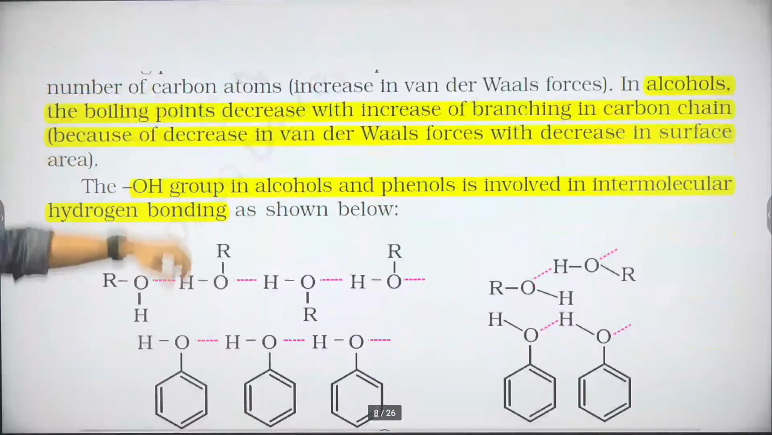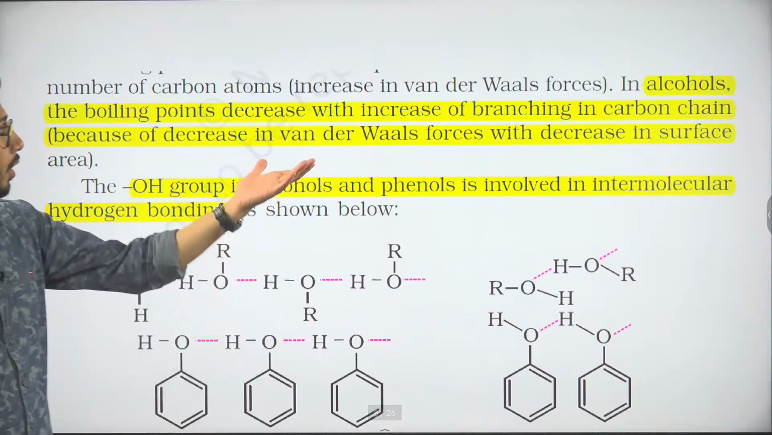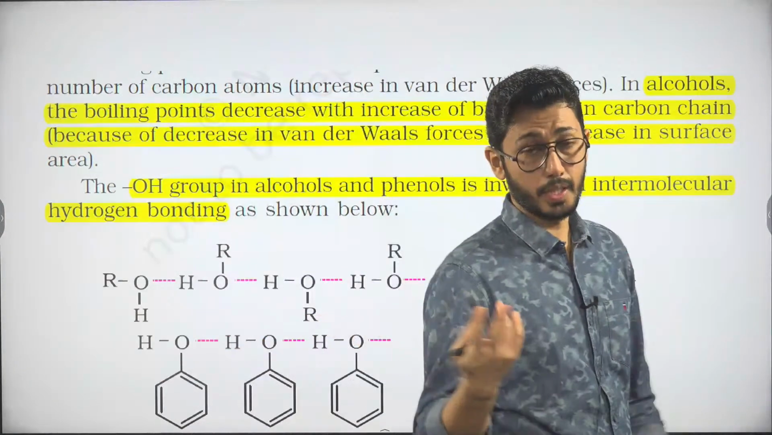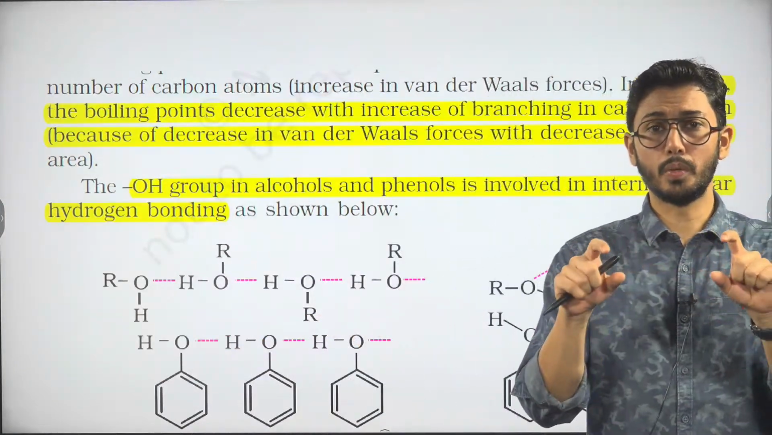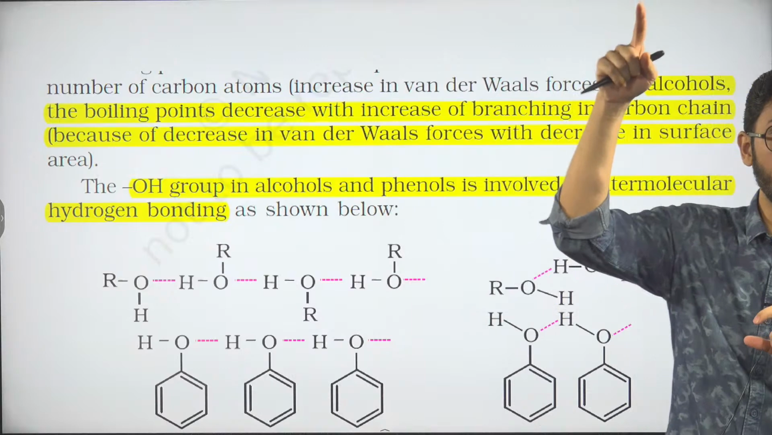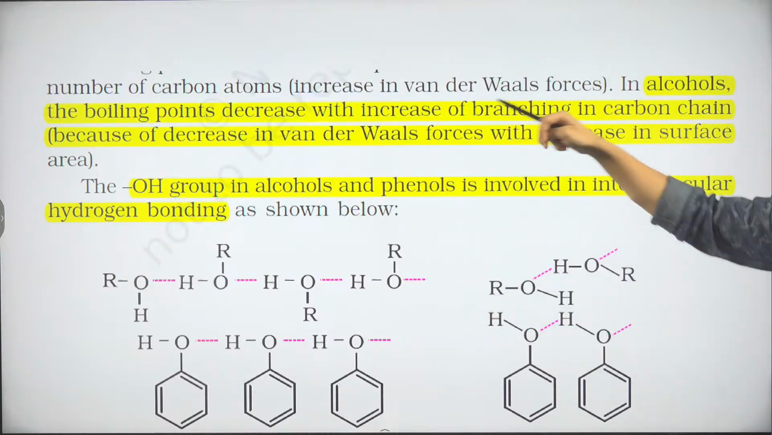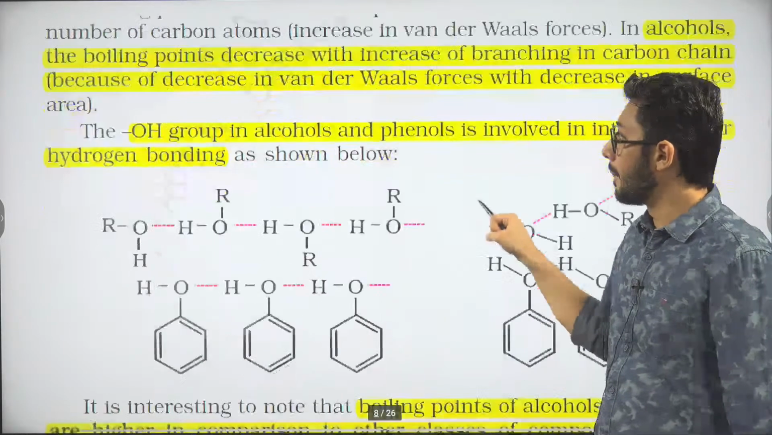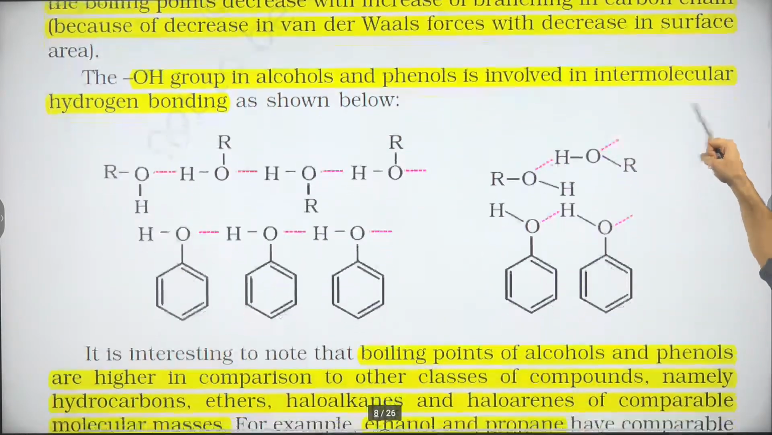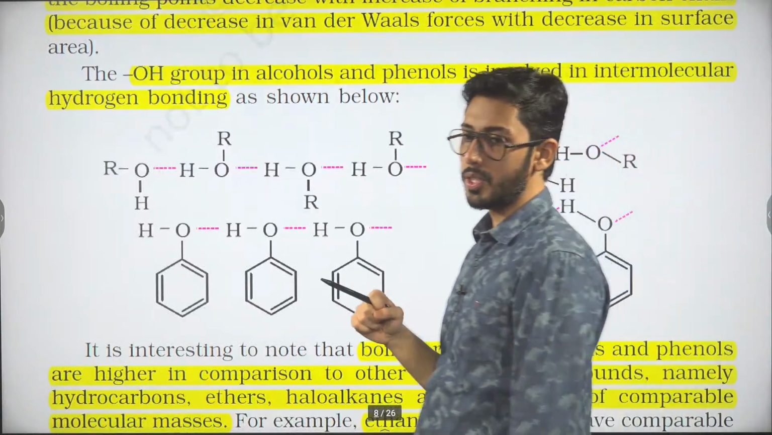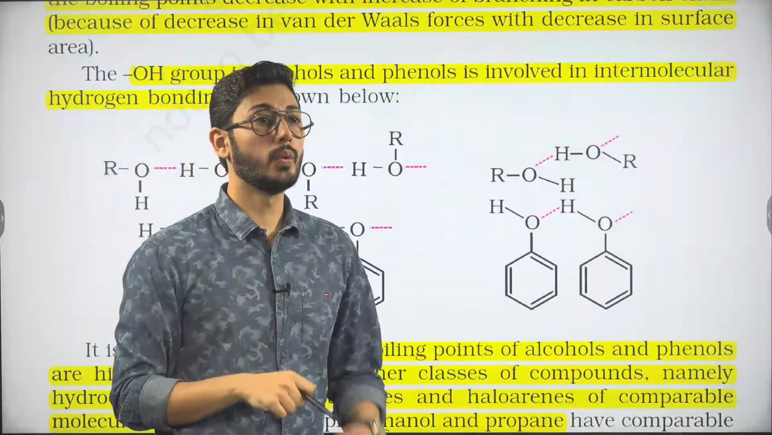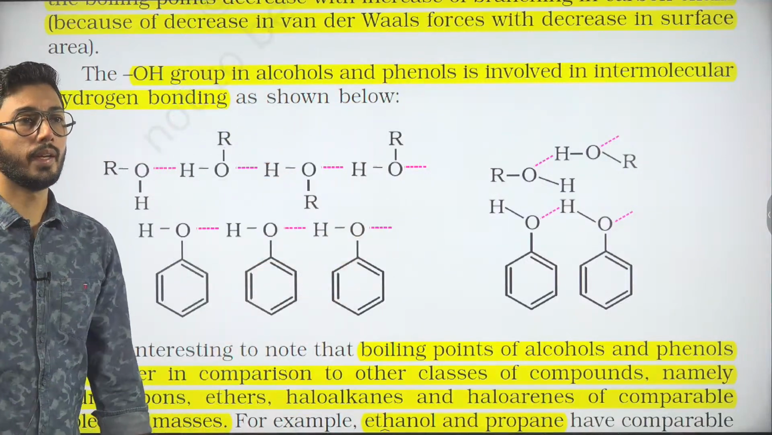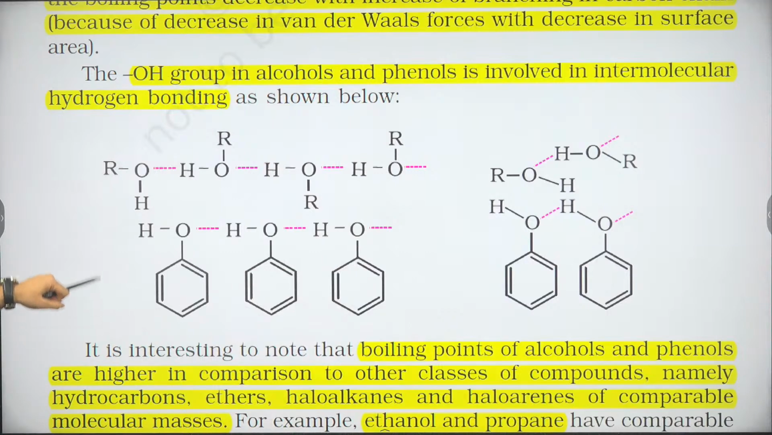Then as usual, the physical properties of alcohols and phenols. In alcohols and phenols, the key point is that as the carbon atoms increase, the boiling point increases. Second, among isomers, as branching increases, the boiling point decreases. That is given here: in alcohols, boiling point decreases with increase of branching. Apart from van der Waals forces, which other thing exists in alcohol? Intermolecular H bonding. So alcohols and phenols are both involved in intermolecular hydrogen bonding, right?